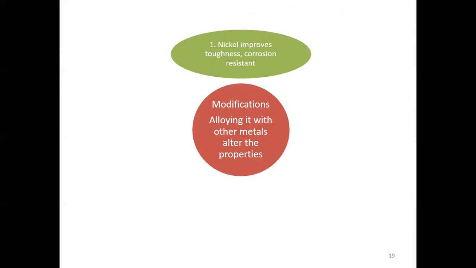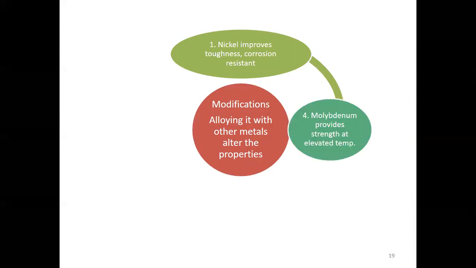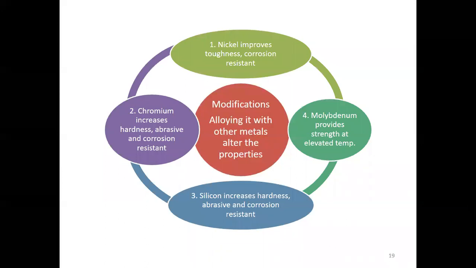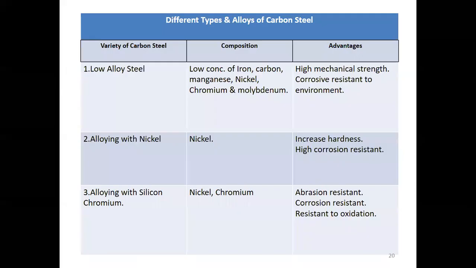The first is if you add nickel into this carbon steel or mild steel, then it will improve the toughness, and the corrosion resistant property will also be increased. Next, if you add molybdenum, it will provide strength at elevated temperature. Next, if you add silicon, it will increase the hardness, abrasive and corrosive resistant property. If you add chromium, it will increase the hardness, abrasive and corrosion resistance.